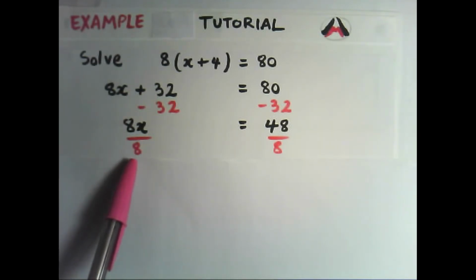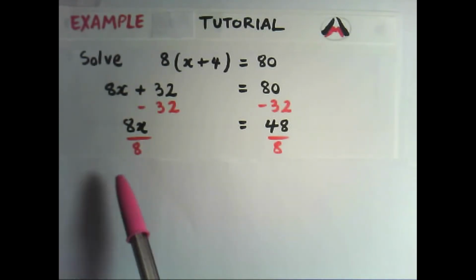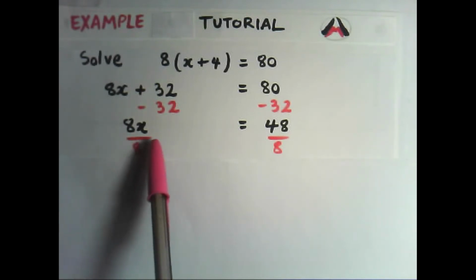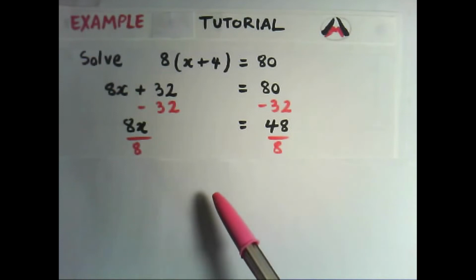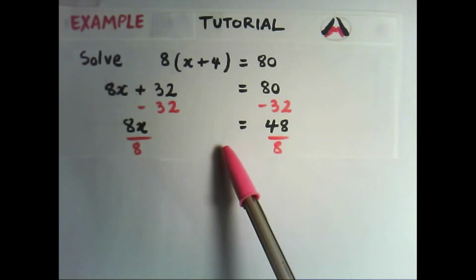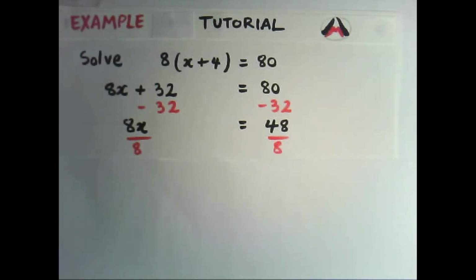8 divided by 8 is equal to 1, so we end up with 1x. But algebraically, we don't usually write 1x, we just write x by itself. And this will equal 48 divided by 8. So x is equal to 6, and that is the final solution to this linear equation.